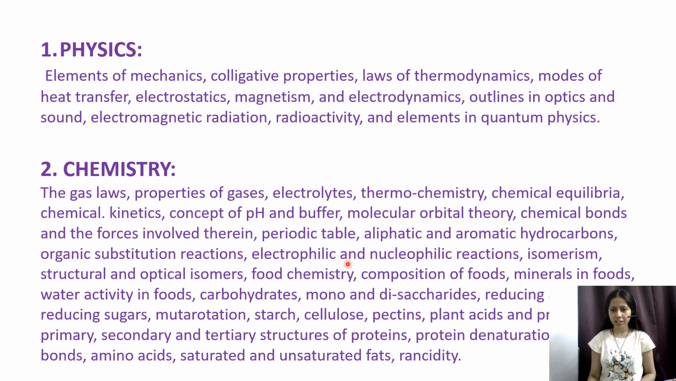reactions, electrophilic reactions, nucleophilic reactions, isomerism, food chemistry, then mono and disaccharides, reducing sugars, non-reducing sugars, and what is mutarotation, where the definition part is important. Then starch, cellulose, pectins, plant acids, primary, secondary and tertiary structures of proteins, protein denaturation, saturated and unsaturated fatty acids. So the chemistry of carbohydrate, fat and protein is important.